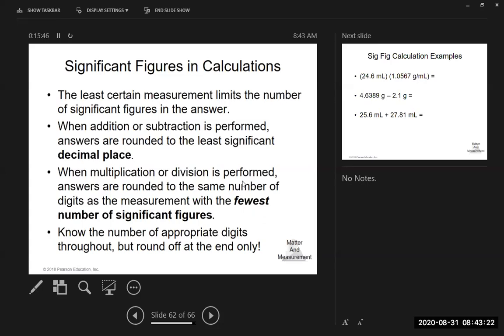We've talked about multiplication and division. The measurement that has the fewest number of significant figures is the driver for that. And then finally, as I said before, you want to be cognizant of the number of digits you're going to be working with at the end, but you don't do that rounding on each step. You go ahead and do the calculation through, and then at the end, adjust for the proper number of significant figures.